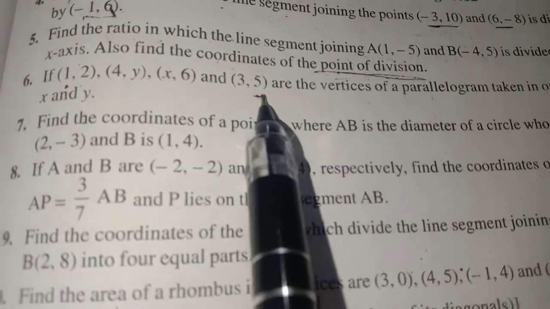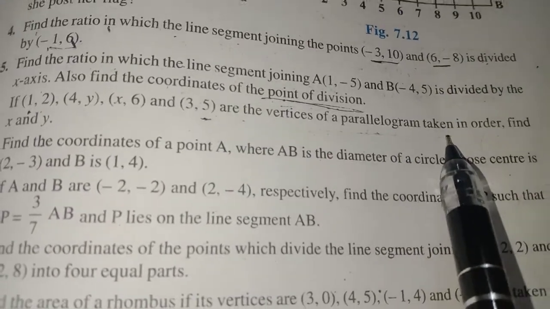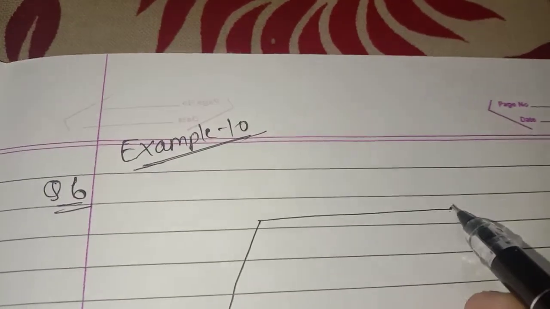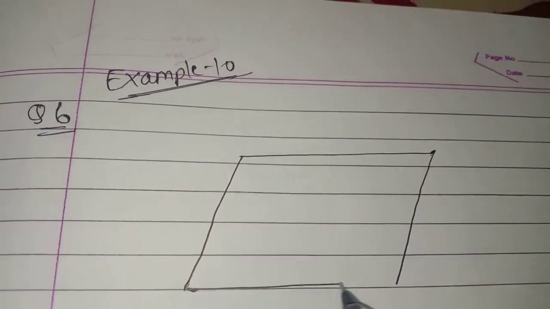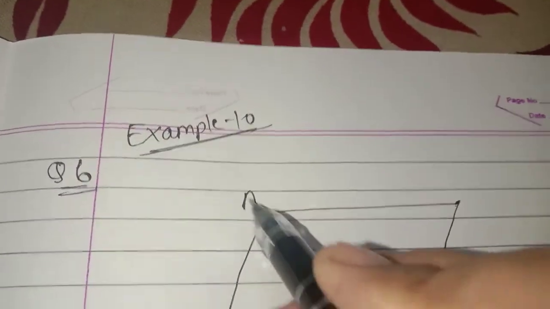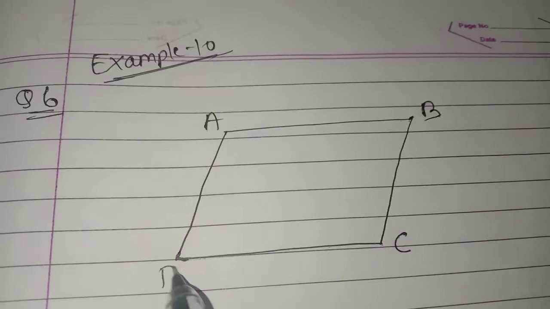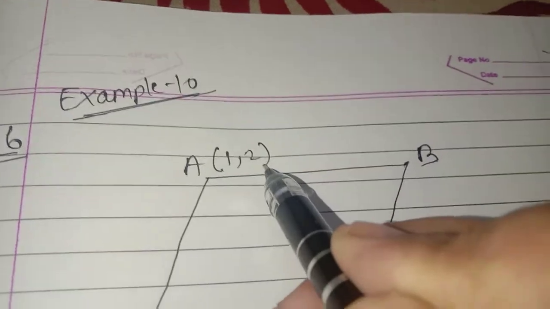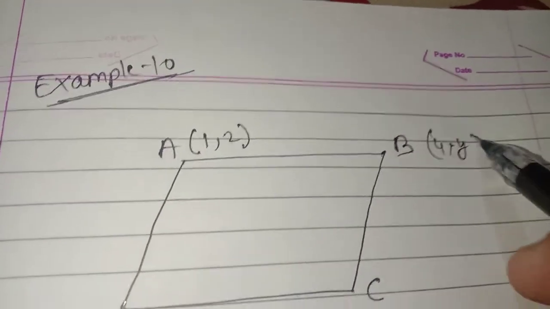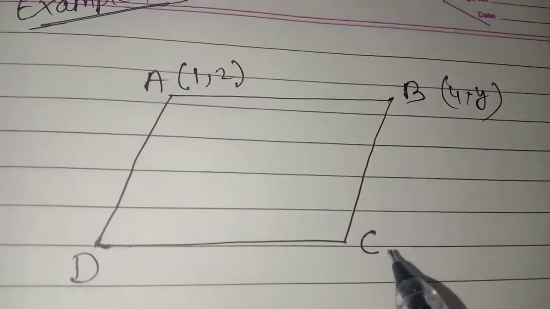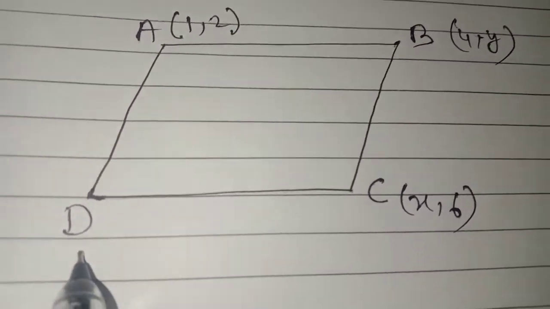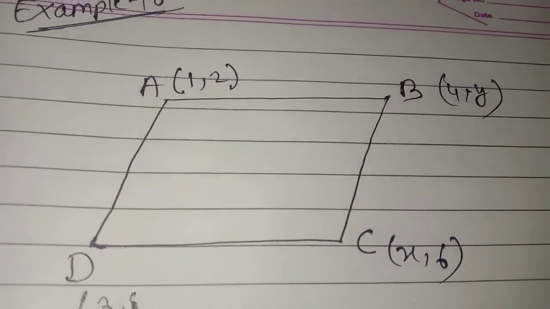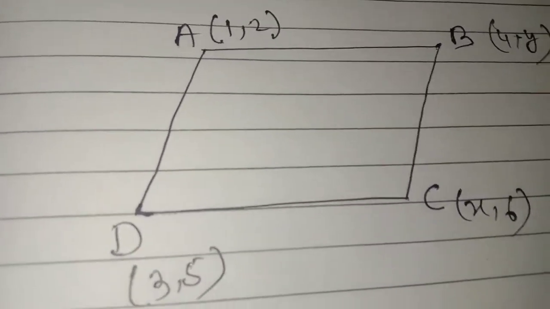So see, question number 6 is given. If these are the points or the vertices of a parallelogram, taken in order. We know what a parallelogram is. This is a parallelogram. And the points are A, B, C, D. Let's write the coordinates of the vertices: A is 1, 2. Then B is 4, y. And C is x, 6. And D is 3, 5.